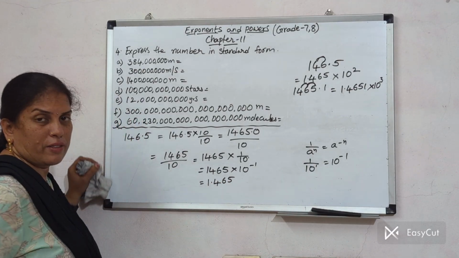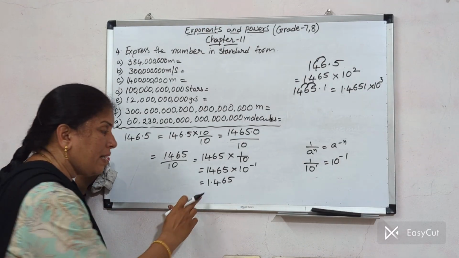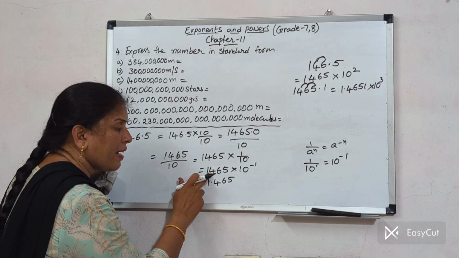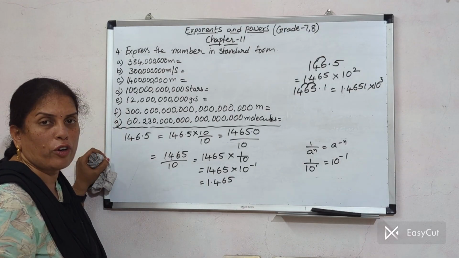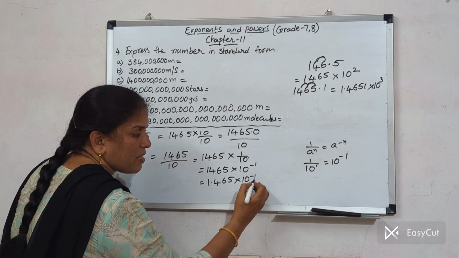1.465. Check once. The digit before the point, 1, is greater than 0. Is this less than 10? Yes, it is less than 10. So you can write this number in standard form. But don't forget to write this one: 10 to the power of minus 1.